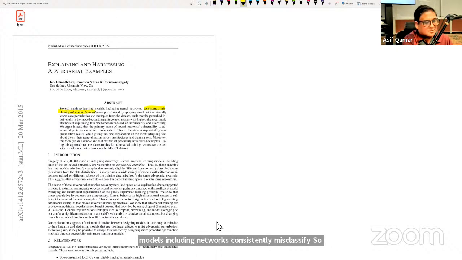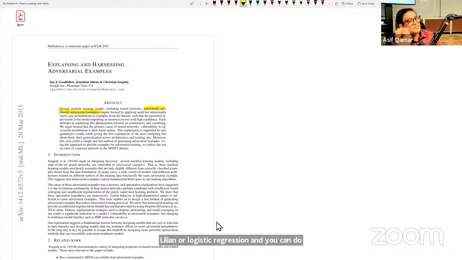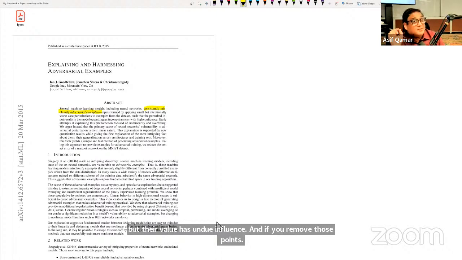By the way, this is not just true of neural networks. You can take anything. You can start with linear or logistic regression. Somewhat related, if you remember, even with very basic ML100s, in the linear regression that we learned, we used to worry about points of high leverage. Those points that are hiding in there, but their value has undue influence. If you remove those points, then the model changes. And they're not even visible.